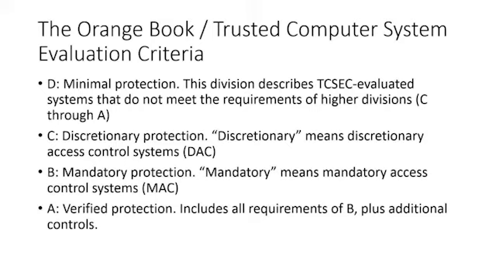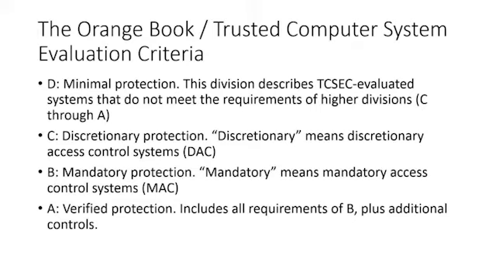Again, that's at your discretion. DAC, mandatory protection at level B there, or MAC. And then A, we have verified protection. That includes all the requirements of B, plus it has some additional controls in there, and they call it the Orange Book because it is actually a book that's orange, a set of documentation there that defines a lot more than what we have here.